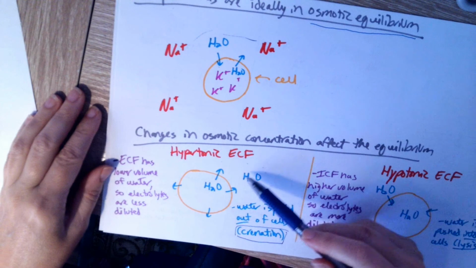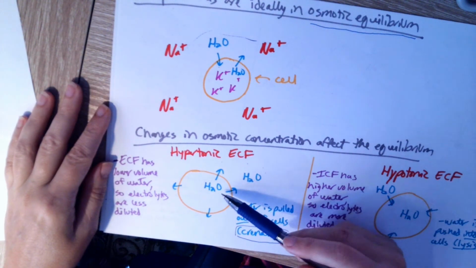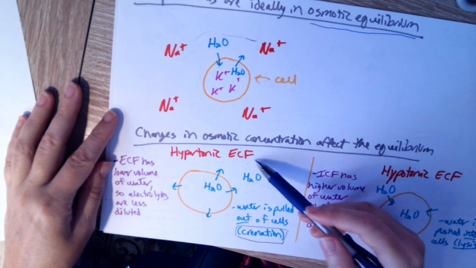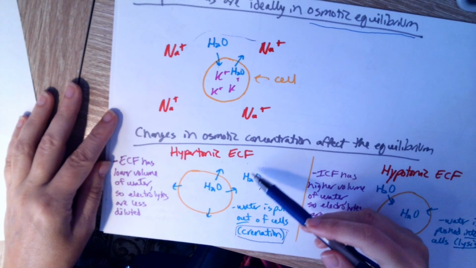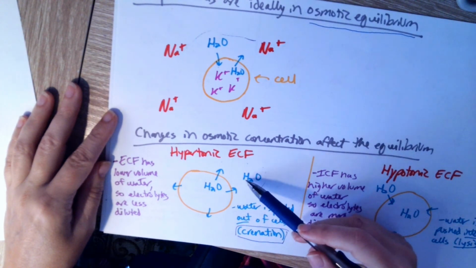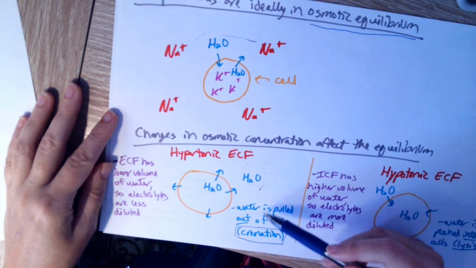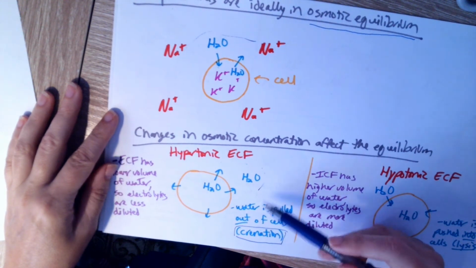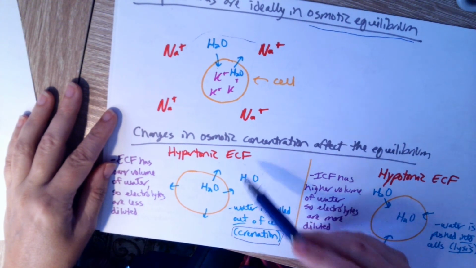This is because we've messed up the balance. We've changed it away from osmotic equilibrium. We have more concentrated electrolytes, less of a volume of water outside the cell, so the water's going to want to move out of the cell. So that's not good if we're shrinking our cells and killing them through crenation. That's obviously not good. Now, how would you become hypertonic in your extracellular fluid?